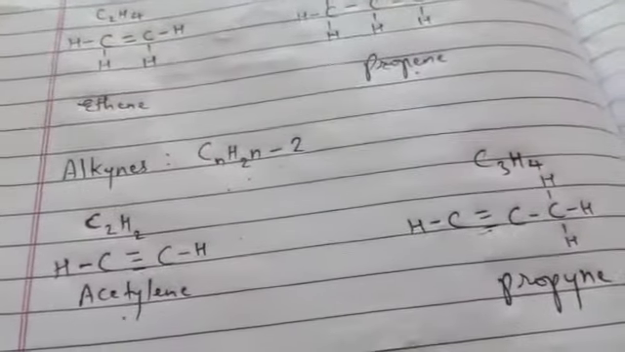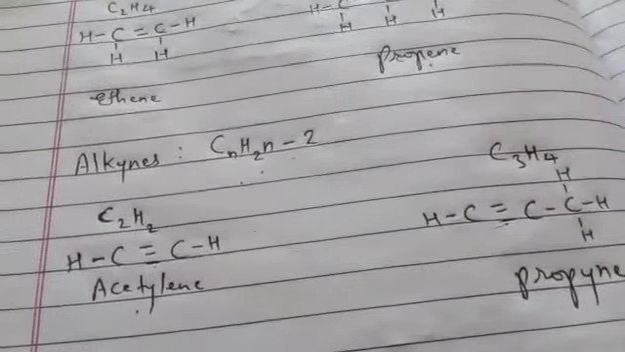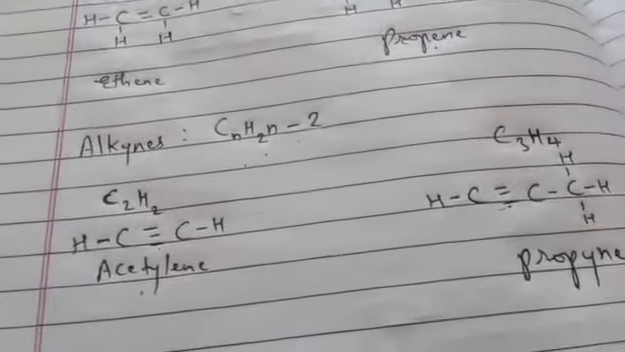So like this, there are alkanes, alkenes, and alkynes. Alkanes will have a single bond, alkenes will have a double bond, while alkynes will have a triple bond.